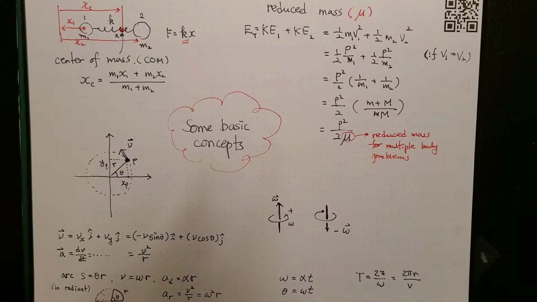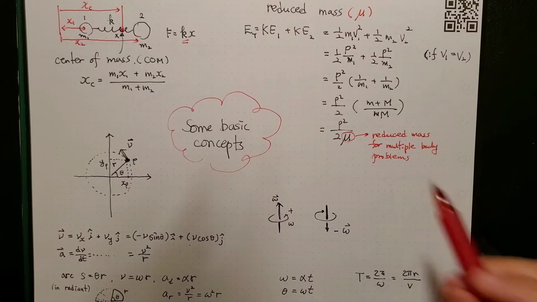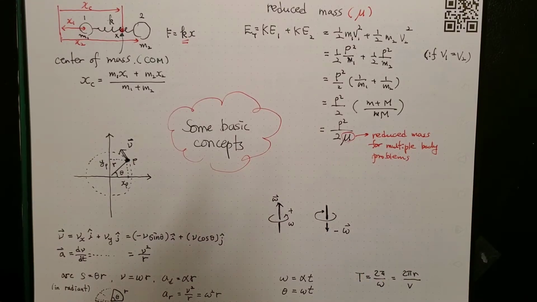So in certain mathematical manipulations of equations with a multiple-body object, you need to combine all of those individual masses in one term as a reduced mass. We'll see this in the IR equation.